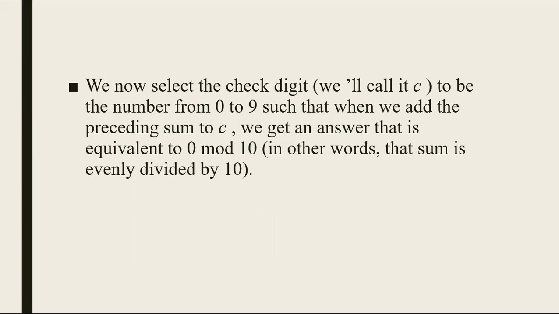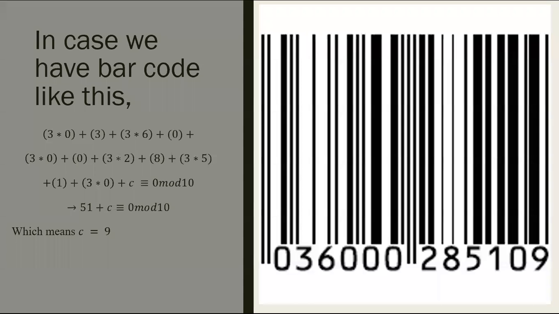Once we are done, we add all of this up, and since we don't know what the check digit is, we assume the check digit is C, for example, and we add the whole sum to C and calculate its mod 10 to see what the value of C should be. We want that sum to equal 0 under mod 10. If this is not making sense, let's see a practical example.